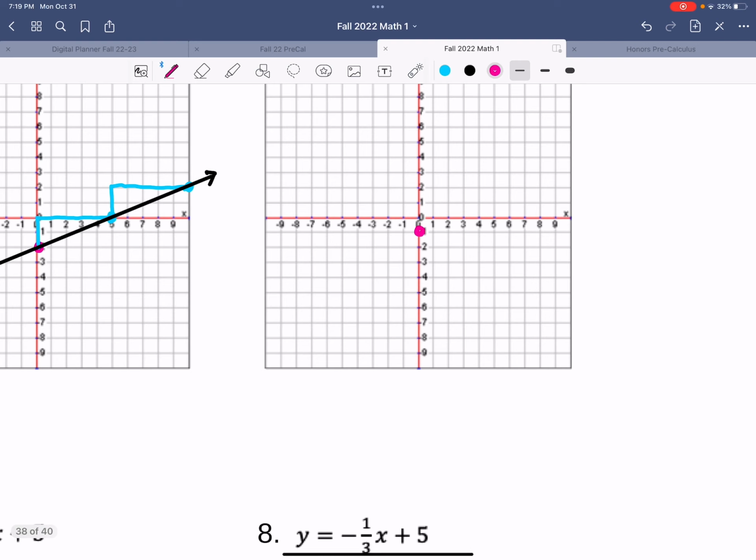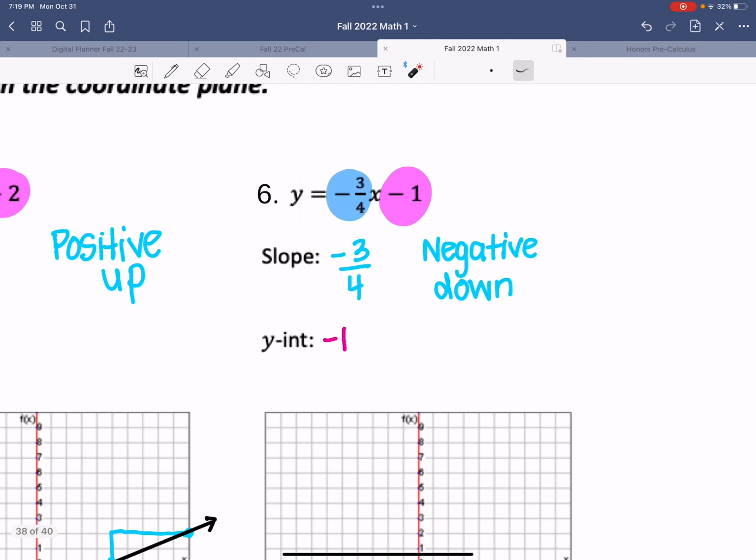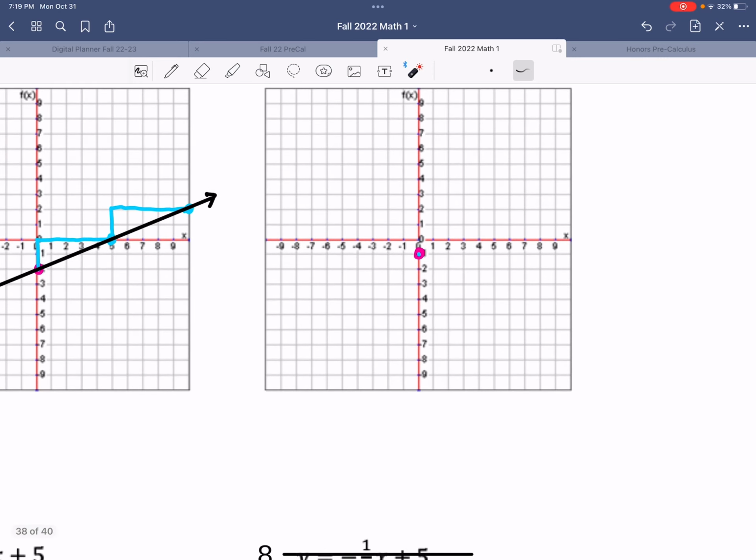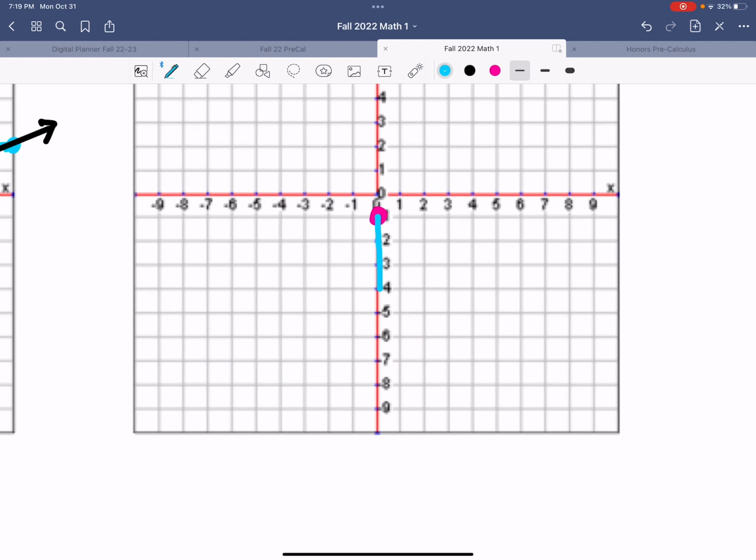All right, so I'm going to plot at -1, and then we're going to go down. So we're going to start right here. We're going to go down 3, and then right 4. So we're going to go down 1, 2, 3, and then to the right 1, 2, 3, 4. There's my new point. I can do it again. 1, 2, 3. 1, 2, 3, 4. And if I connect, I can clearly see that my line is going down.